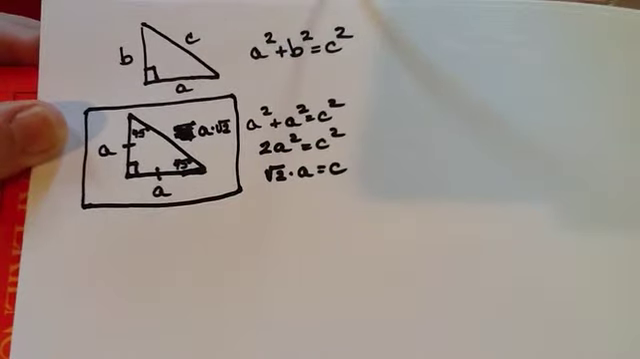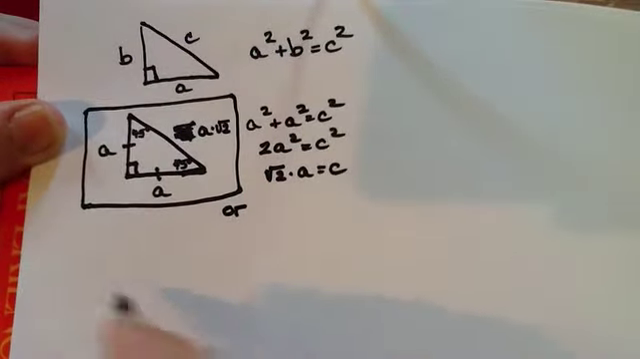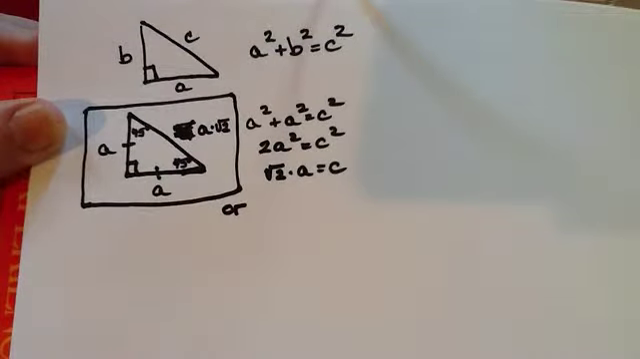That means anytime anyone tells you, here's an isosceles right triangle with a leg of this big, you know that the hypotenuse has to be that same number times the square root of 2.